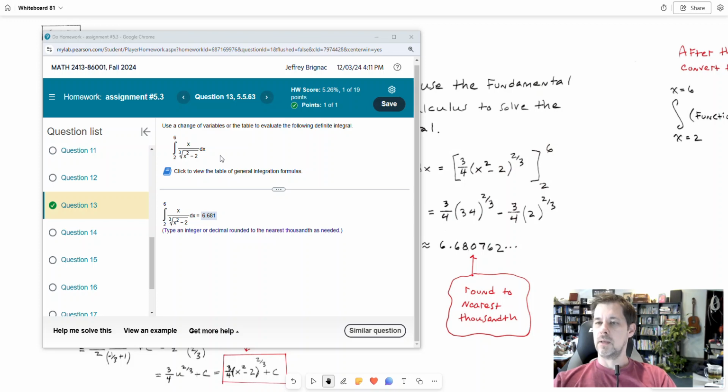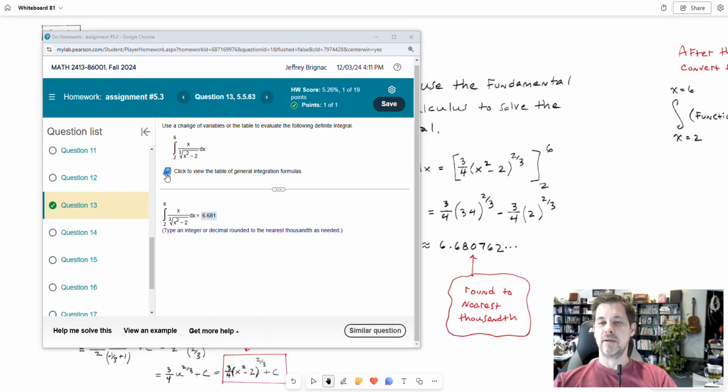Greetings, everybody. So I want to talk about this problem which I have found on our assignment. It says use change of variables or the table to evaluate this definite integral. Okay, so first thing I do is it does mention this table, and there are tables of general formulas that you can use when they're appropriate.